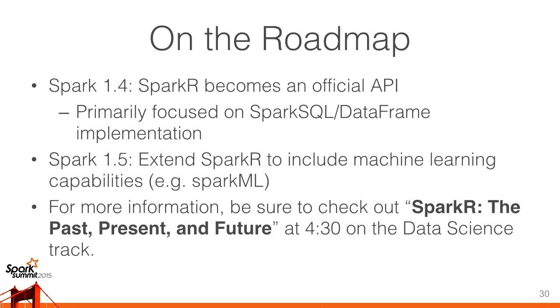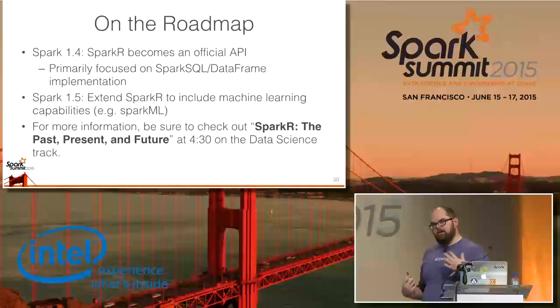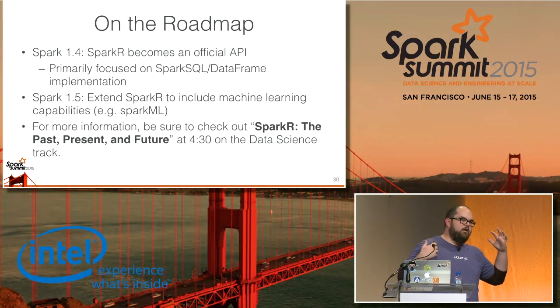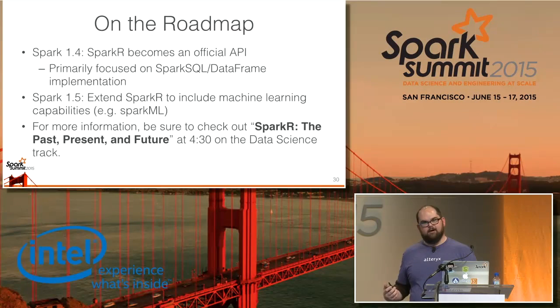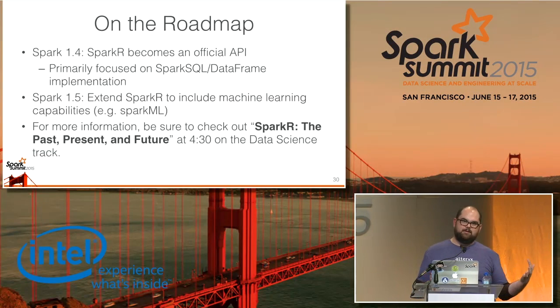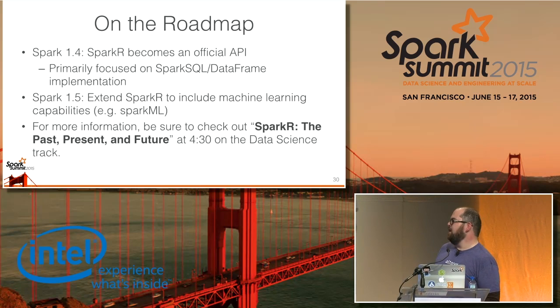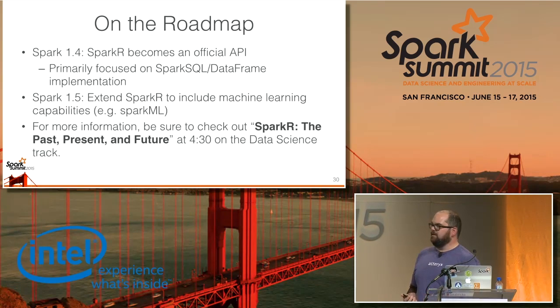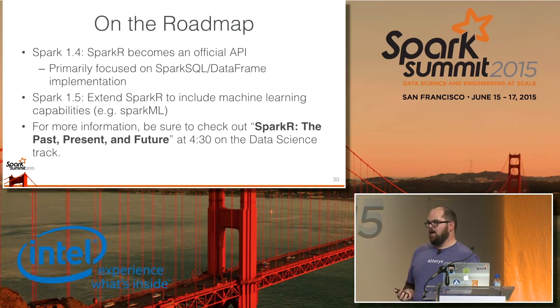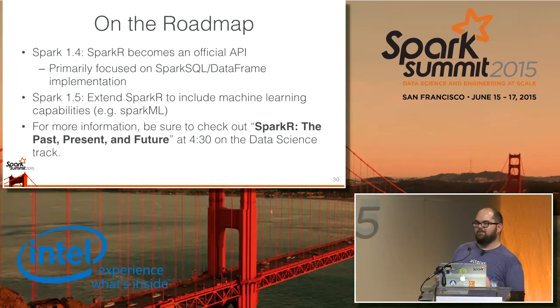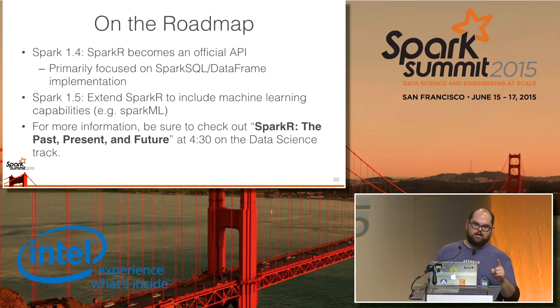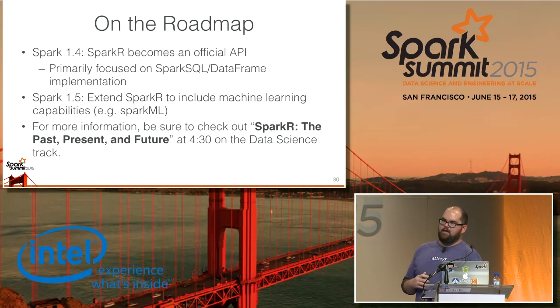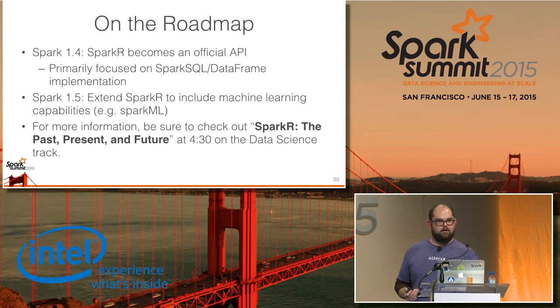So what's coming up in SparkR? Well, on the roadmap, as you know, in Spark 1.4 SparkR became official, and it's primarily focused on just the data frame implementation. In Spark 1.5, we want to start bringing in the predictive capabilities. As you know, SparkML is getting really popular, and the data frame API is becoming kind of the norm across all of Spark. And our goal in Spark 1.5 is to extend it to include machine learning capabilities. And if you want to see more about the future of that, there will actually be a talk in the data science track, I believe, at 4:30 about the high-level roadmap for SparkR.